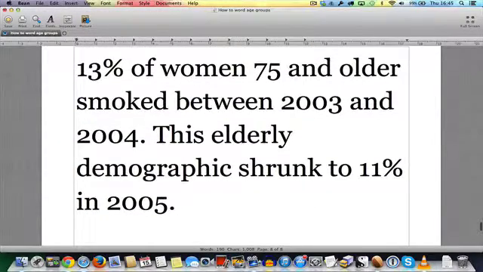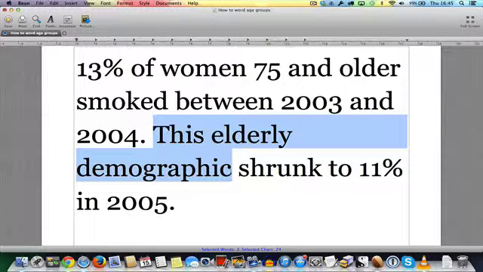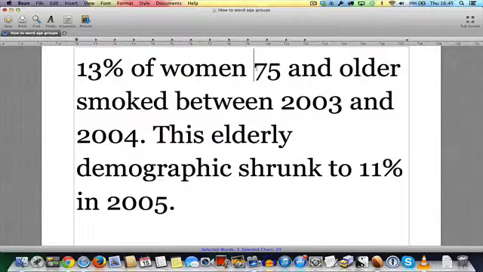Okay, so now writing it this way would be accurate, and that is because we're using the word "this" to link the idea of an elderly demographic. Well, what elderly demographic are we talking about? We're talking about the specific demographic that starts at 75 and moves up. So in this sense, then it would be a grammatically accurate progression. But if we were to just reference the elderly, that would not be correct.